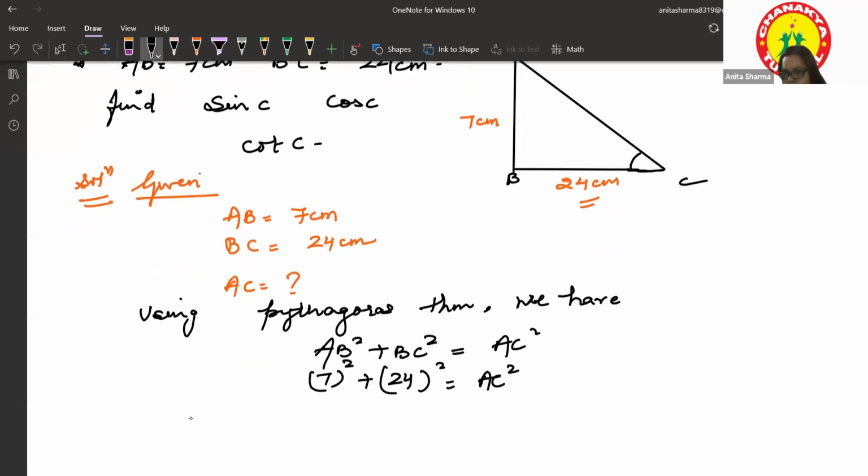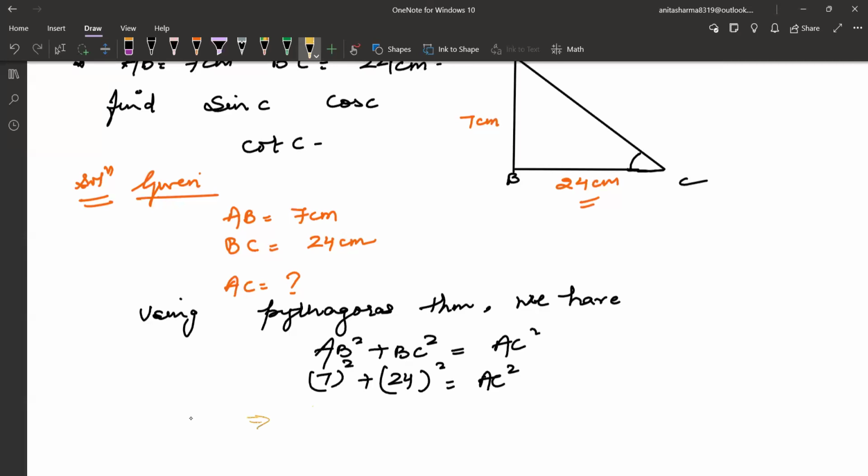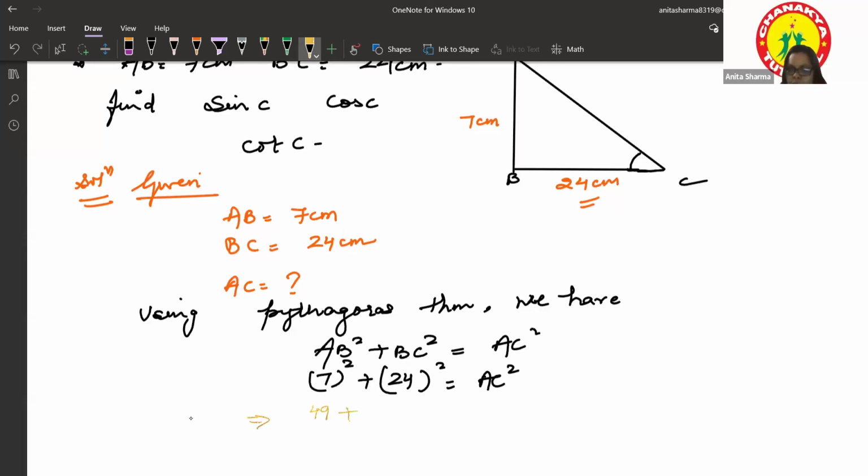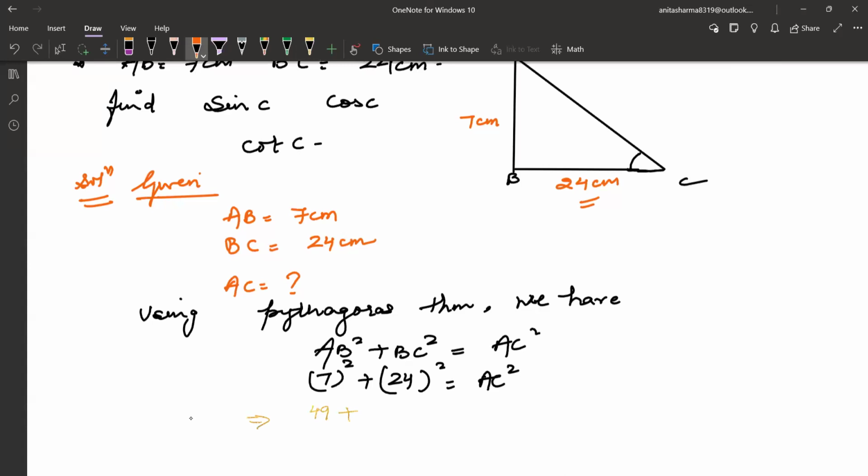So Varun, am I audible to you, beta? Please help me out here. 7 square is 49. Then 24 square is? Answer is 25, madam. AC equal to 25. Yes, ma'am. Good.